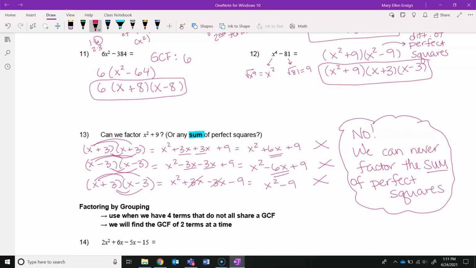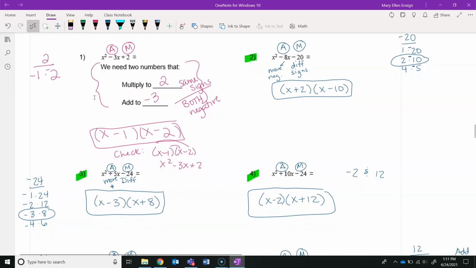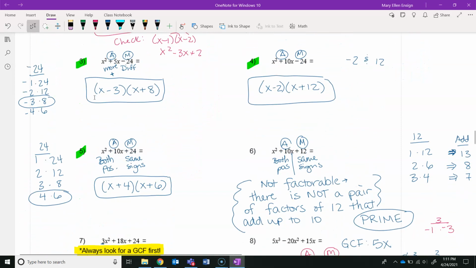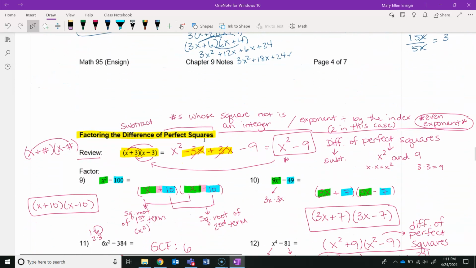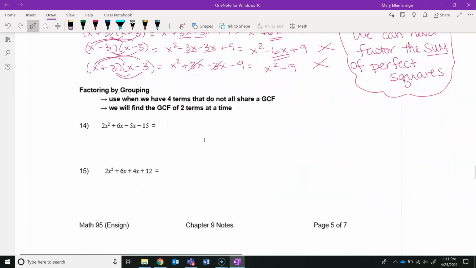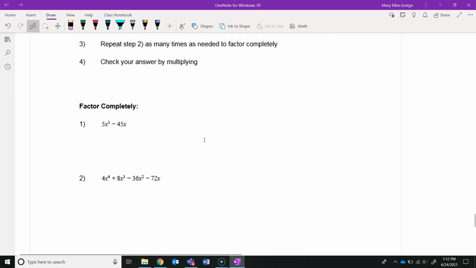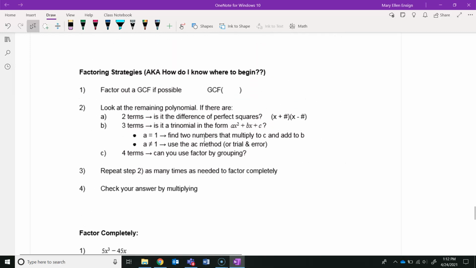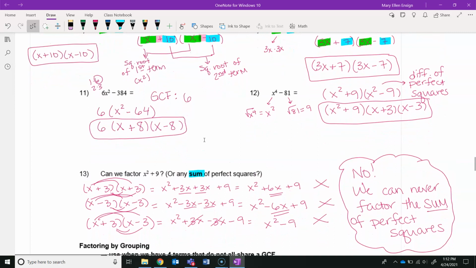All right, so I am going to stop the video for now. We finished up those examples about factoring easier trinomials. We did some that had a couple extra steps in them, and then we moved on to factoring the difference of perfect squares. In the last video we'll do factoring by grouping, factoring harder trinomials, and then at the end I have some strategies about what the steps are so you know how to start. Okay. So we will end here and I will be back.